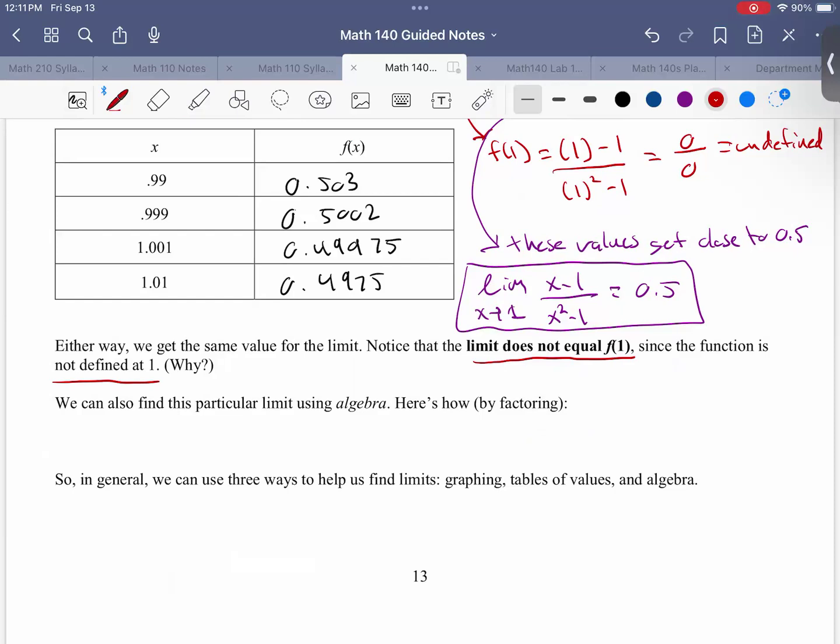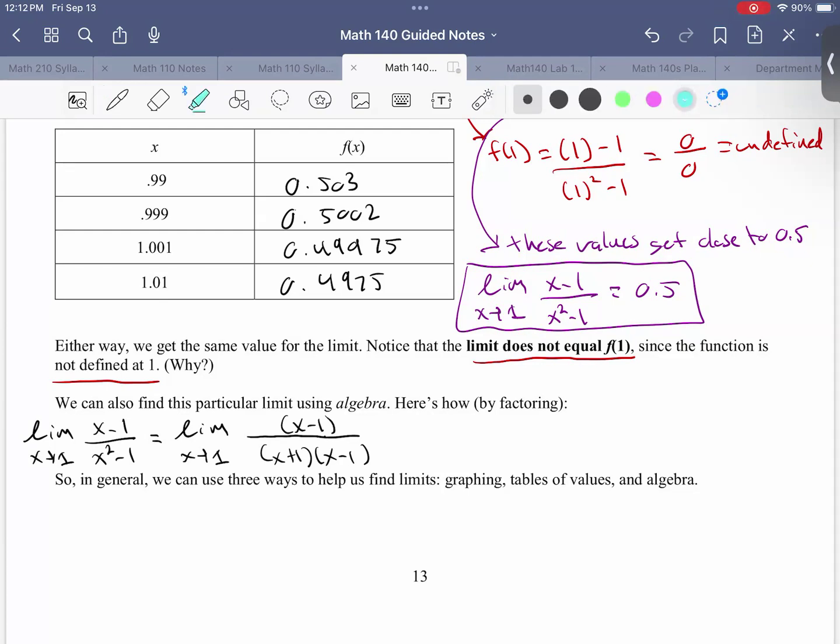We can also just use algebra to figure this limit out. We have the limit as x approaches 1 of x minus 1 over x squared minus 1, and we can solve this limit algebraically. So what does the bottom factor into? The bottom is x squared minus 1, which factors into x plus 1 times x minus 1. And you have x minus 1 up top. So now you can see that these two will cancel out, and you end up with the limit as x approaches 1 of 1 over x plus 1.